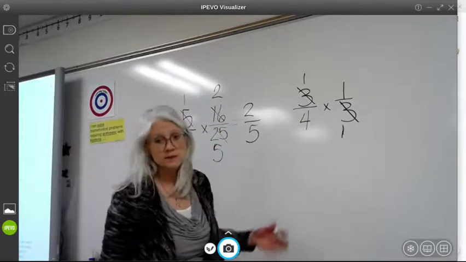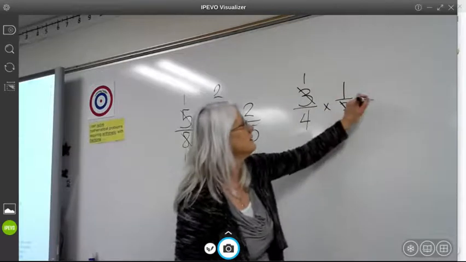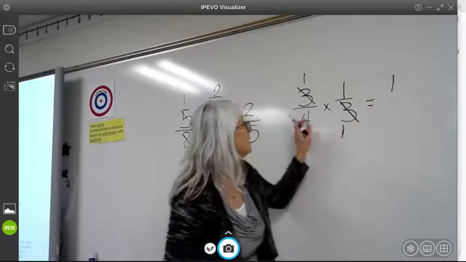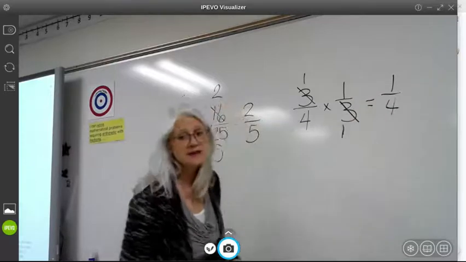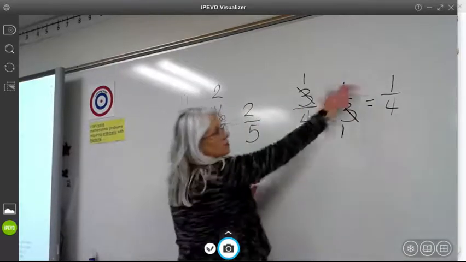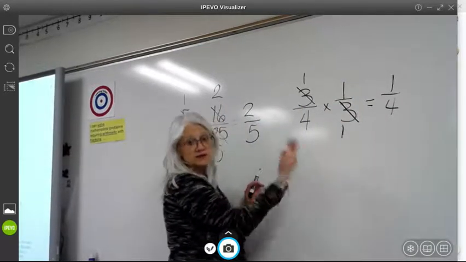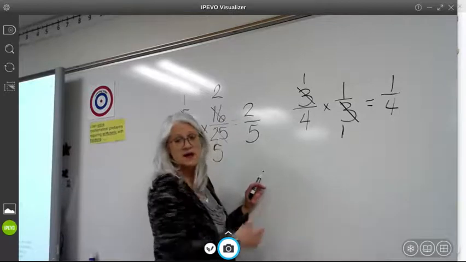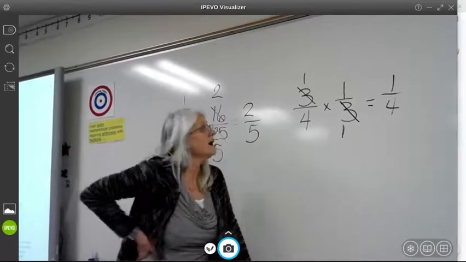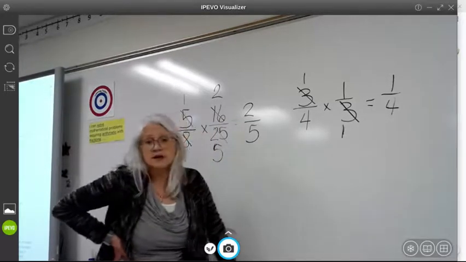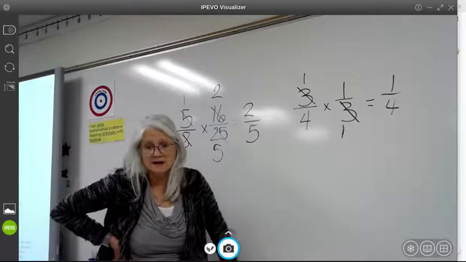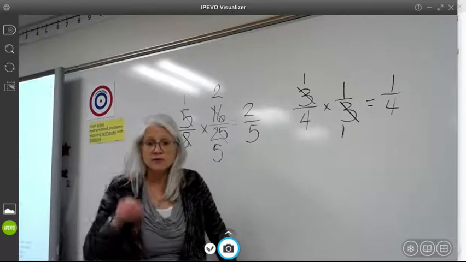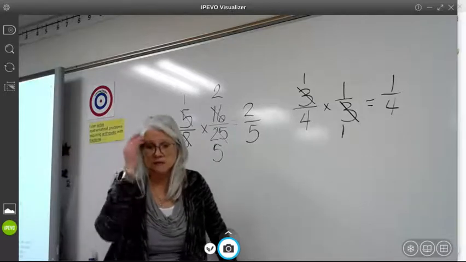Now I can do my multiplication. 1 times 1 equals 1. And 4 times 1 equals 4. Now, if I hadn't done this, I would have gotten 3/12, and then I would have had to divide by 3 anyway to get 1/4. So you can kind of see how that trick helps you in the long run with your simplifying at the end. Remember, in 6th grade, every fraction will be in simplest form.